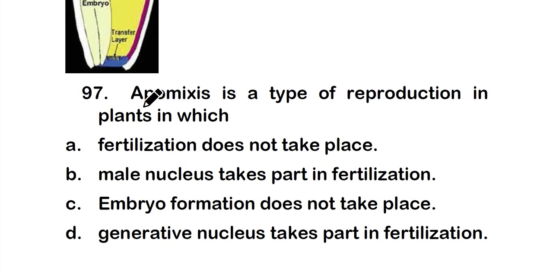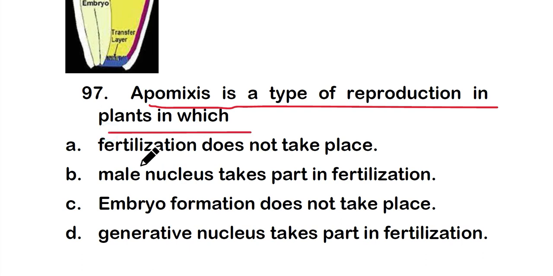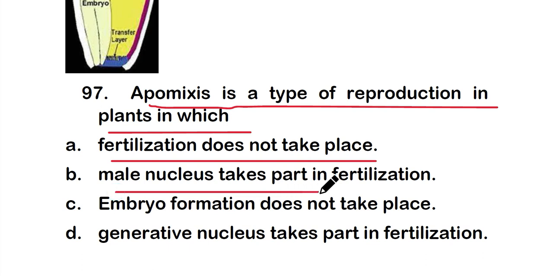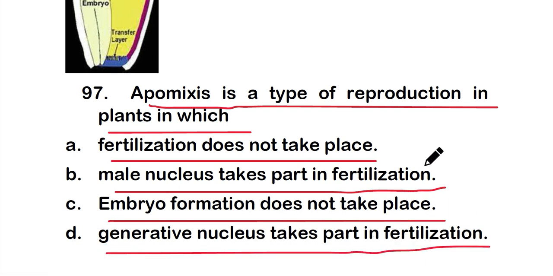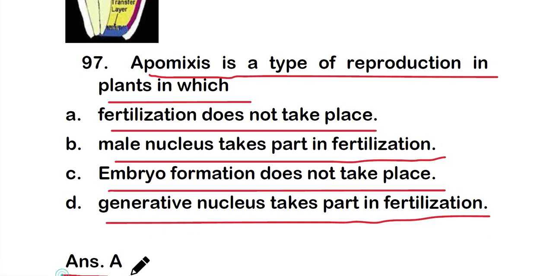So the next question is 97, that is apomixis is a type of reproduction in plants in which option A, fertilization does not take place, option B, male nucleus takes part in fertilization, option C, embryo formation does not take place, or option D, that is generative nucleus takes part in fertilization. And the right one is option A, that is fertilization does not take place. So apomixis is a type of reproduction in plants in which fertilization does not take place.